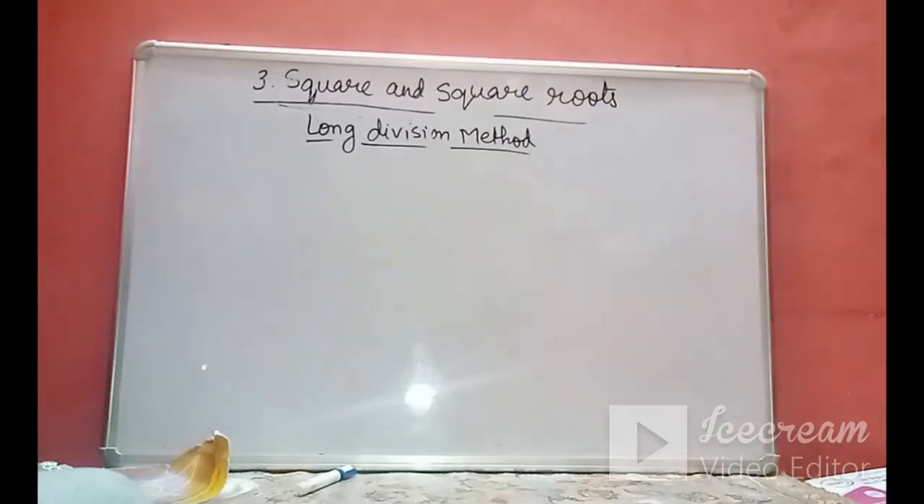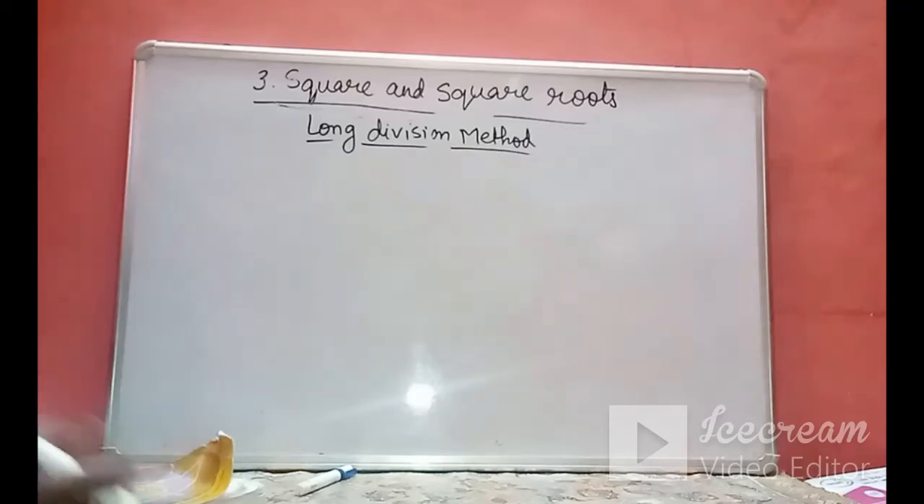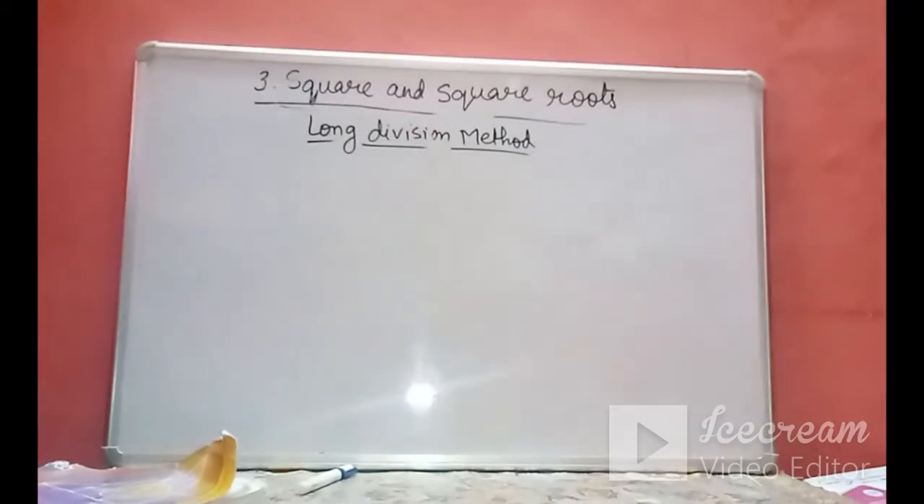Good morning to all. So far we have discussed till exercise 3.3. In that we have used the prime factorization method to calculate the square root of natural numbers as well as rational numbers and decimal numbers. Now we will discuss this method, that is the long division method.